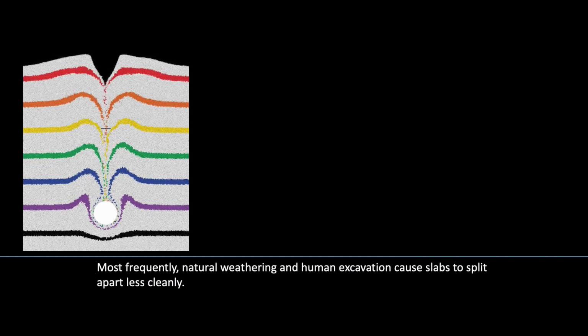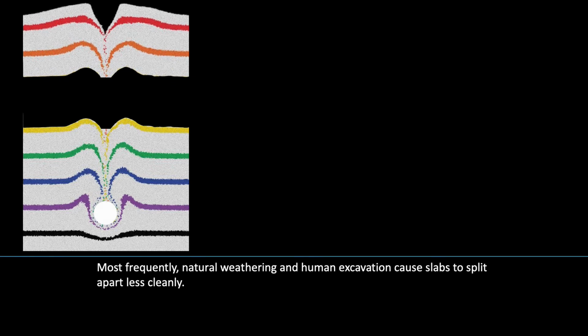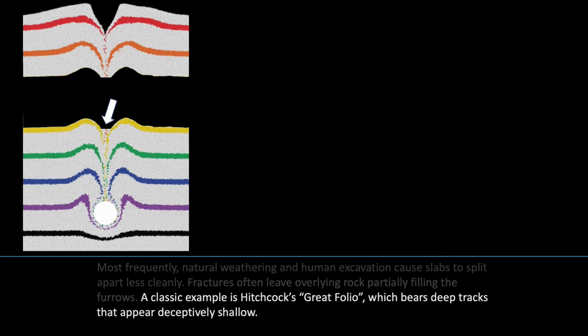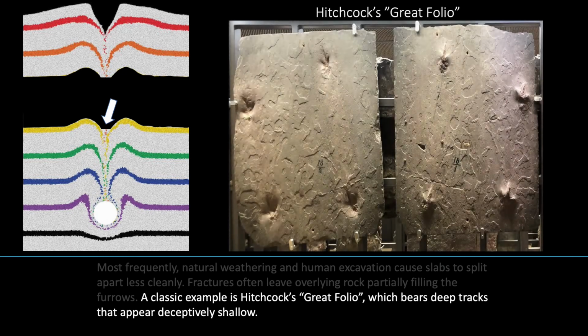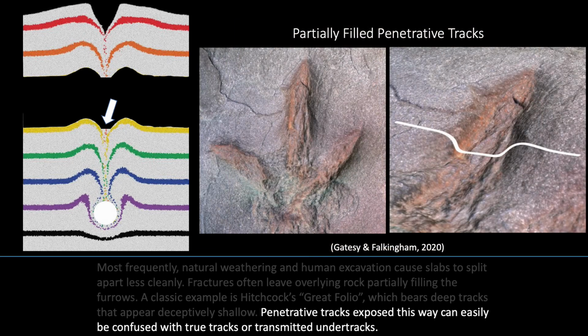Most frequently, natural weathering and human excavation cause slabs to split apart less cleanly. Fractures often leave overlying rock partially filling the furrows. A classic example is Hitchcock's Great Folio, which bears deep tracks that appear deceptively shallow. Penetrative tracks exposed this way can easily be confused with true tracks or transmitted undertracks.